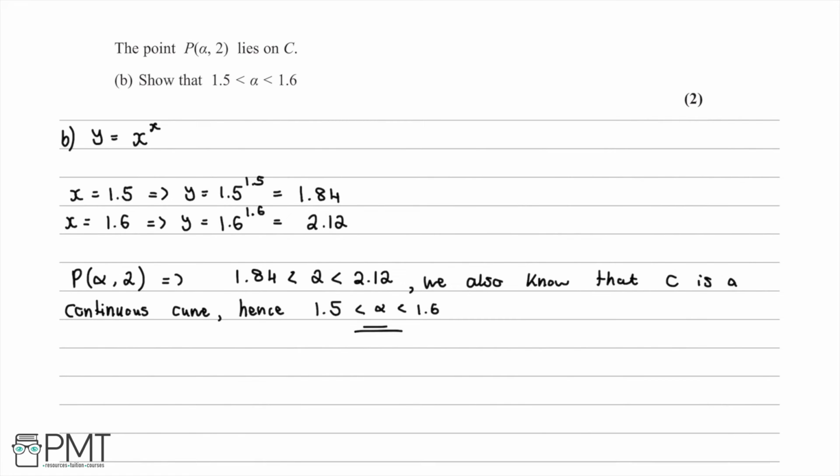So there were 2 marks available in this question, and we receive our initial mark for substituting in both our values 1.5 and 1.6 into our formula and coming out with 1.84 and 2.12, and we then receive our second mark for stating this bit here about the y values being below and above 2, and then having a concluding statement and concluding the correct required form, that alpha is between 1.5 and 1.6.